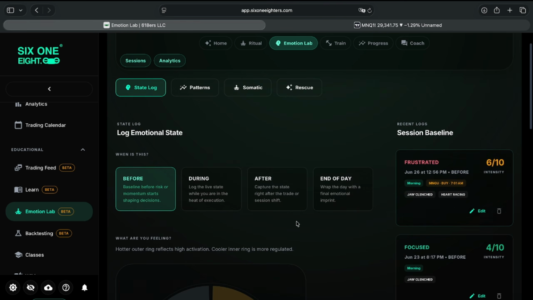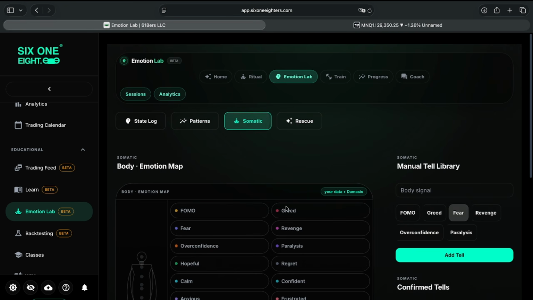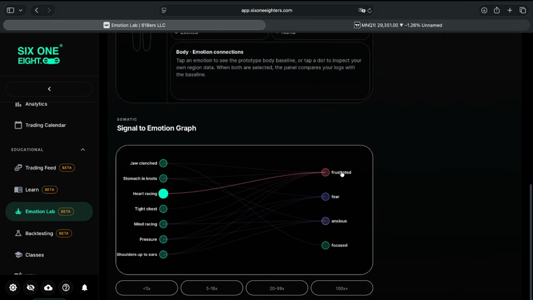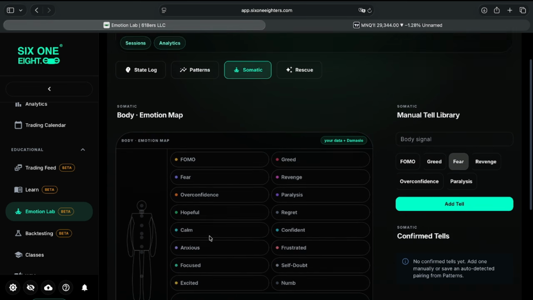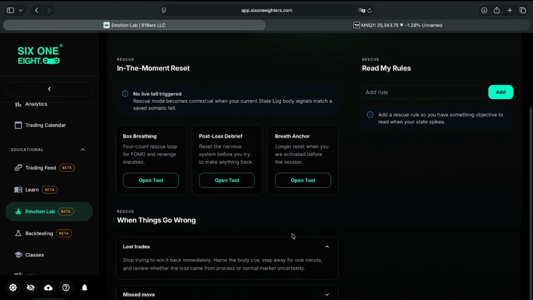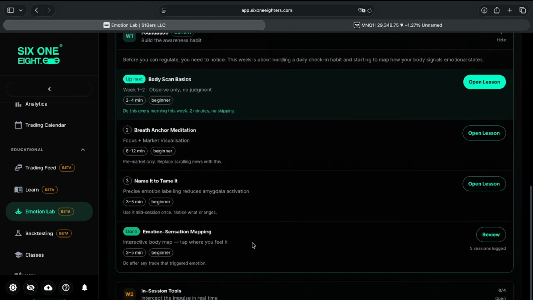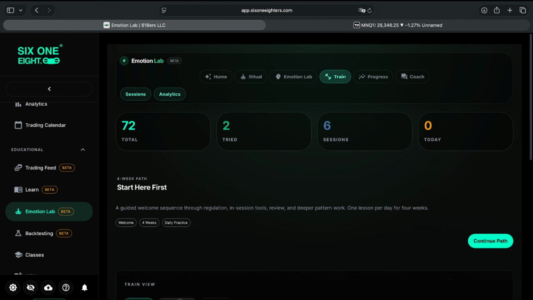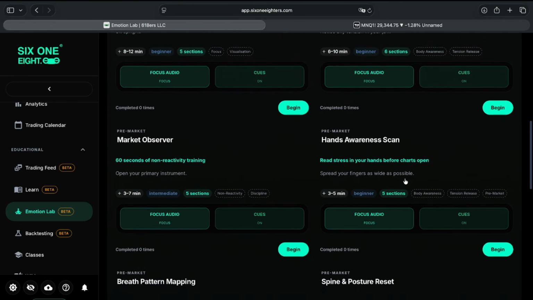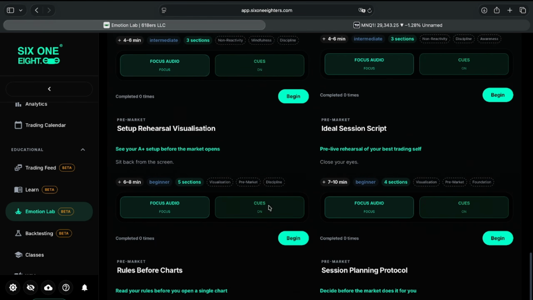So you can log this, and later on when you have all the data here, you can see your patterns, how certain patterns are connected to your trading, and where certain emotions show up in your body, so you learn to recognize them beforehand. We also have some rescue tools here, like breathing, anchor, and so on. You can also practice in session, for example a body scan or a posture reset. You can do a lot of stuff here.